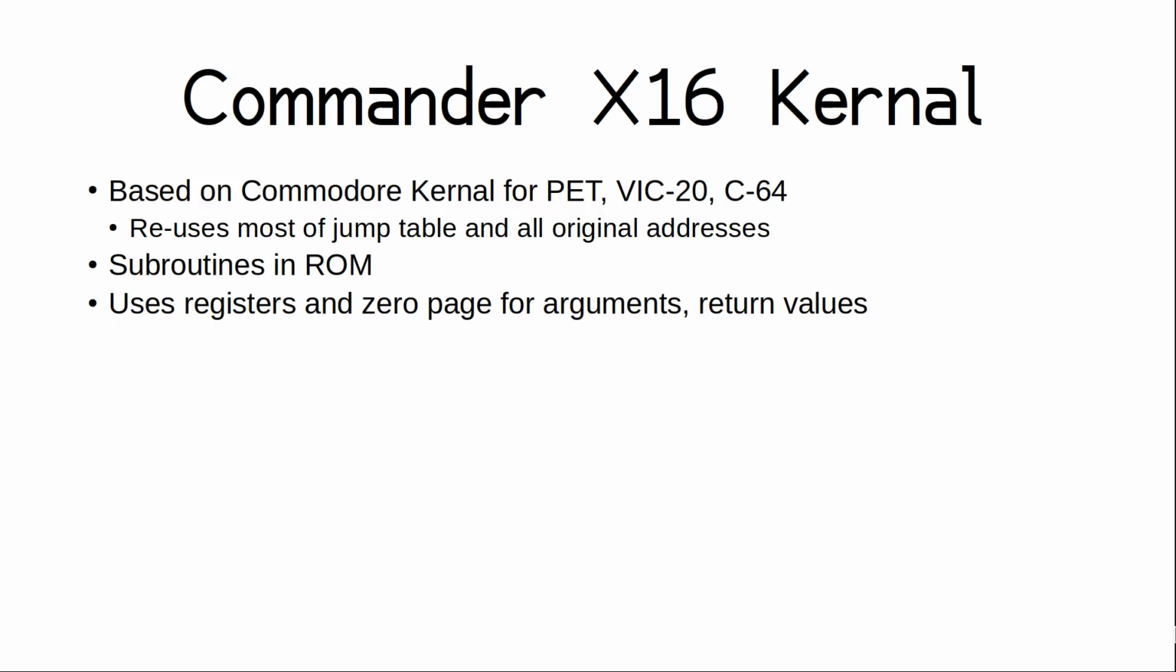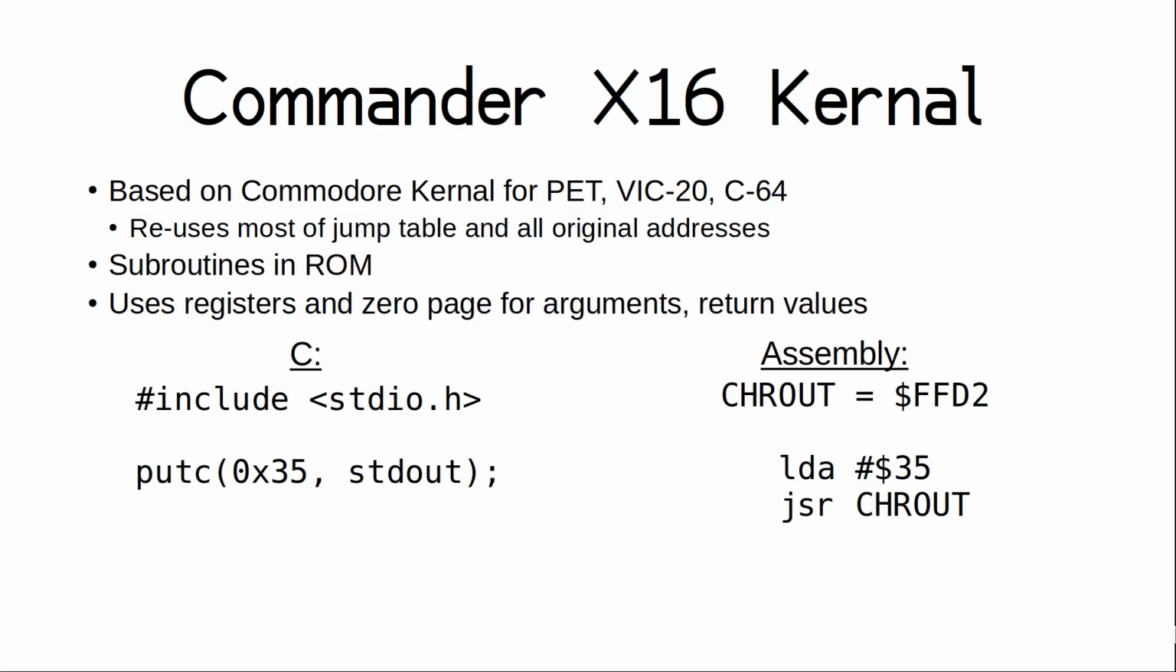These subroutines don't use the stack for arguments and return values, as some high-level languages would, but a combination of registers and zero-page addresses. One of the legacy subroutines carried over is CHR_OUT at the hex address FFD2, which works much like the putC function in the standard C I/O library. With putC, you specify a character value and a file to write it to. If we specify the standard output file, it will print that character to the console screen. With CHR_OUT, the console is the default destination, so whatever value is in the accumulator will be printed out.